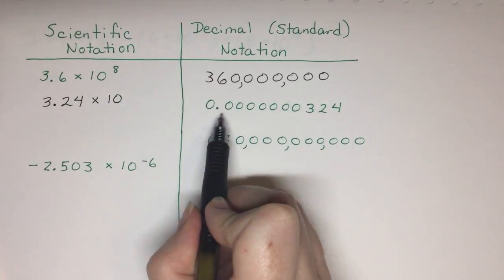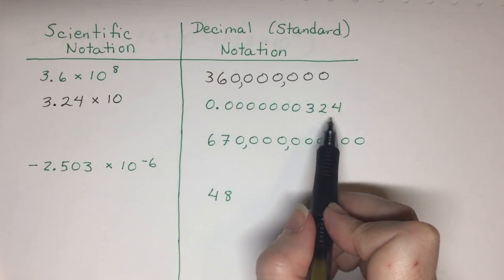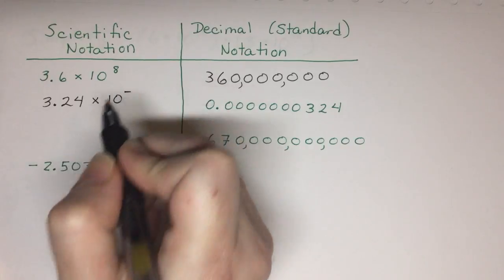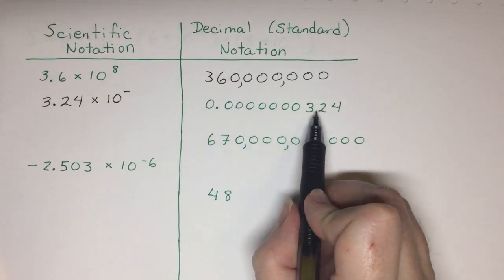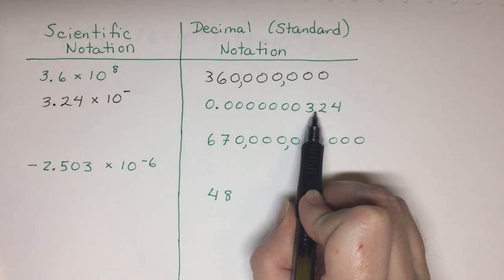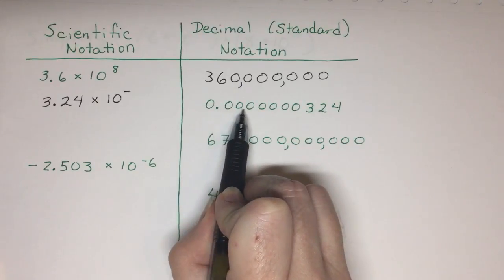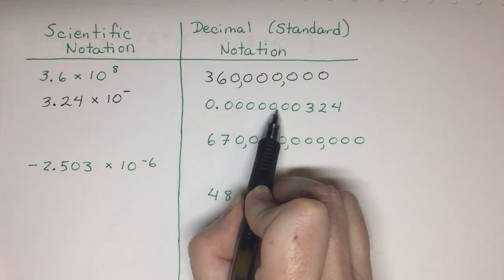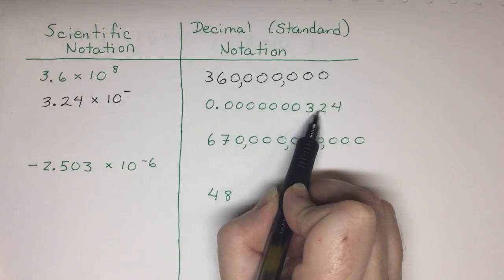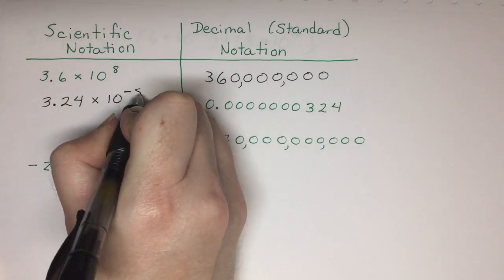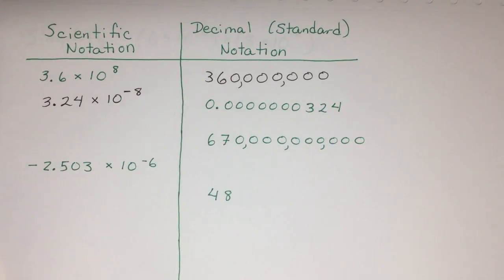Well, was this a large or a small number? It's a small number, so my power on 10 is going to be a negative. I'm moving my decimal to here. 1, 2, 3, 4, 5, 6, 7, 8 places. 10 to the negative 8th.